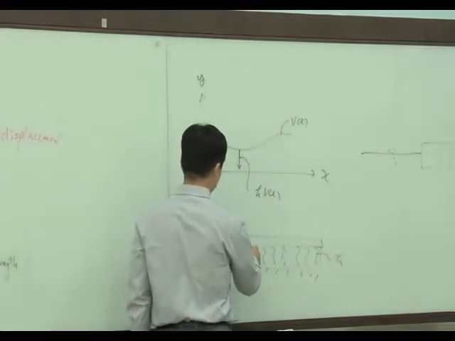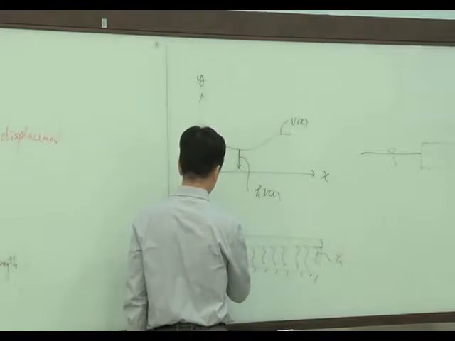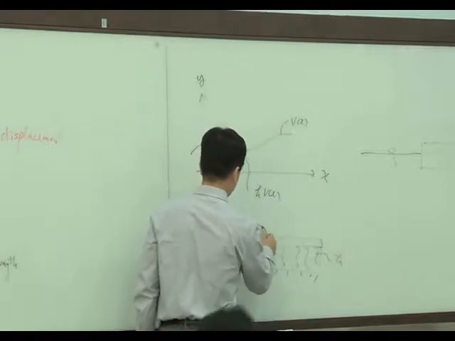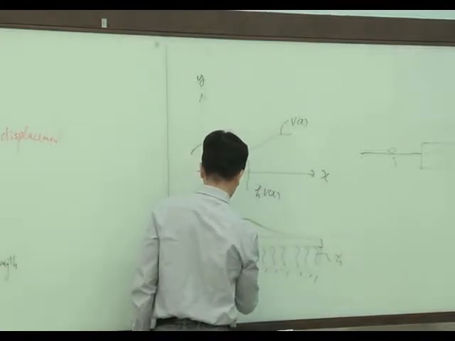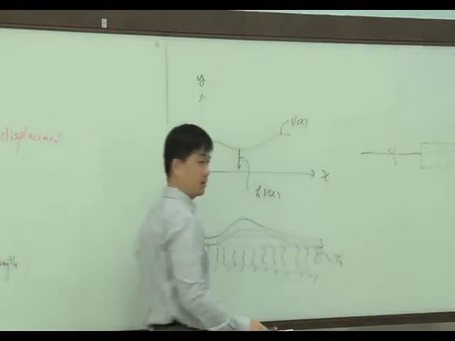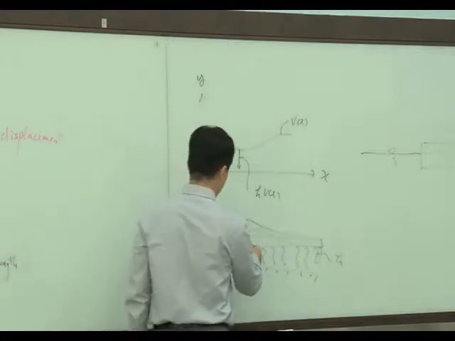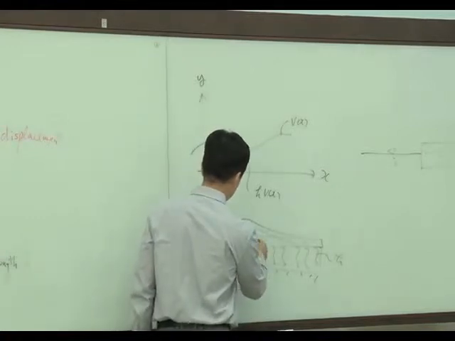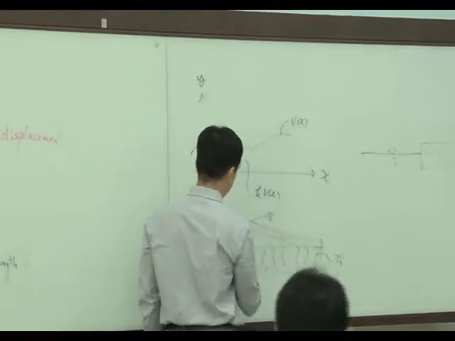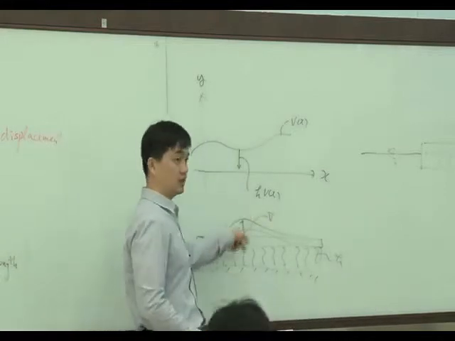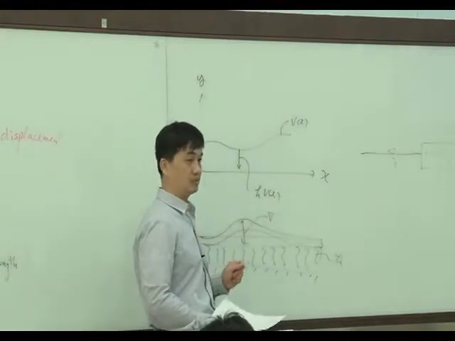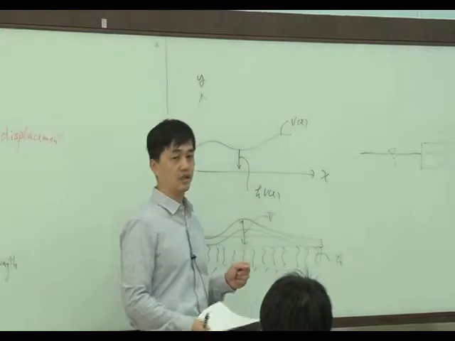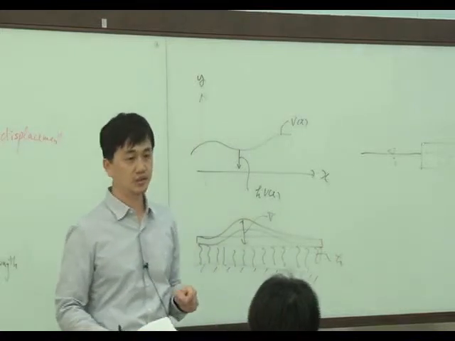And if this beam is deformed like this, from the equilibrium point, this distance is v, and because of this distance, there's going to be a spring force K v. Understand?